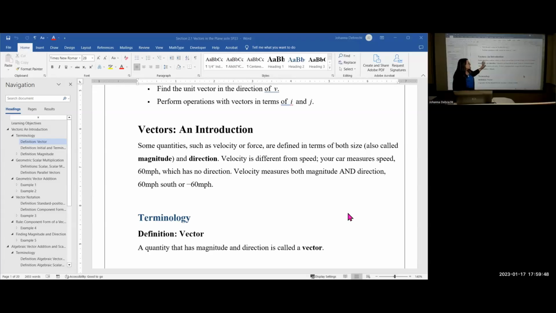So when we talk about vectors, we're talking about something that has both magnitude and direction. So magnitude would be like the size of it, the length of it. If we're talking about velocity, then it would be the 60 mile per hour part. That's the magnitude part. But a vector has both magnitude and direction.